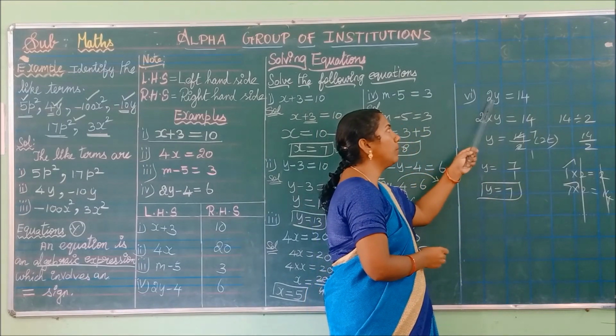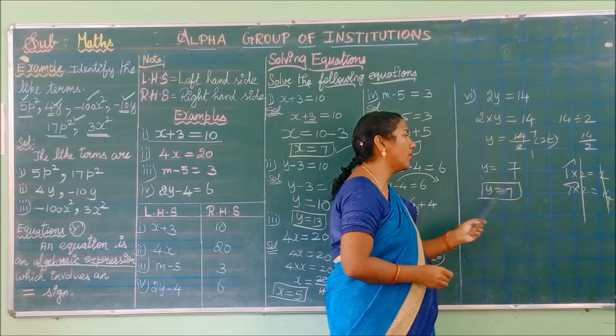See here, what should be multiplied with 2 to get the answer 14? Yes, 7. So our answer is correct.